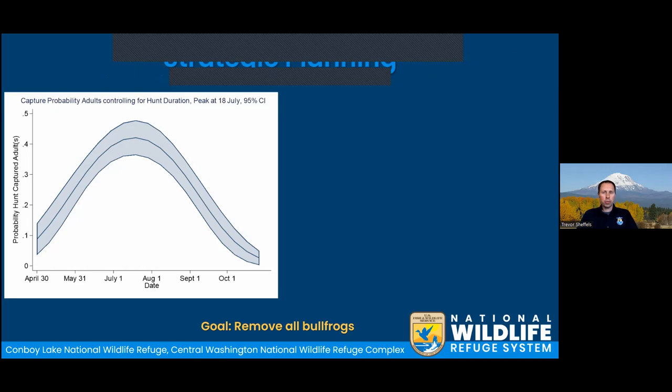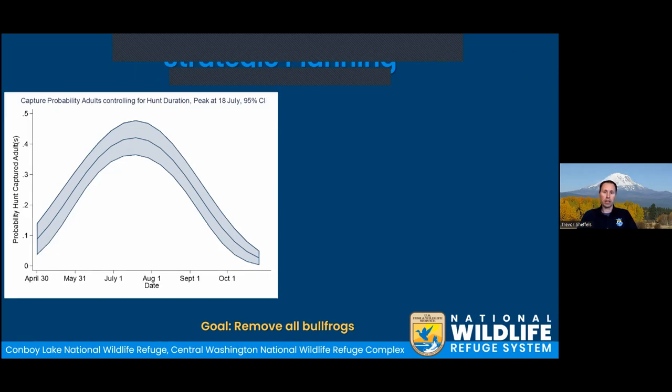So I'm jumping ahead here to some results, but I wanted to highlight a couple of slides to show you some of the ways we're using data we're collecting to inform that crew and how they're working out in the field. We're working with a biostatistician. So this is an example. This is just looking at adults, but we're looking at basically the probability of capturing any adults on a hunt through time. So you can see a really standard bell curve there. And we see in the midsummer months, we're much more likely to be capturing adults. So that's good information to know.